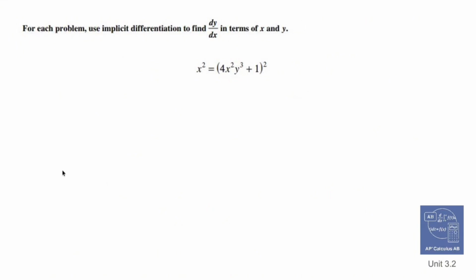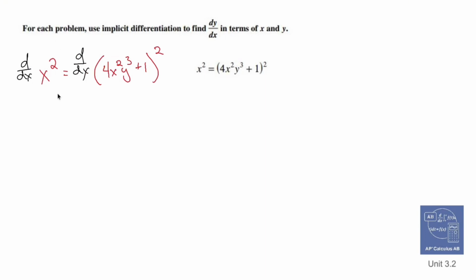For each problem, use implicit differentiation to find dy dx in terms of x and y. All right, so let me spread this out a little bit. Let me give myself a little bit more space. Wow, this is not going to be pleasant at all. 4x squared y cubed plus 1 squared. All right, here we go. Buckle in. Implicit differentiation involves me taking the derivative with respect to x of both sides, like that.